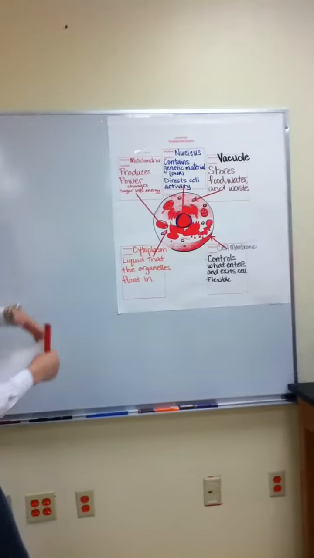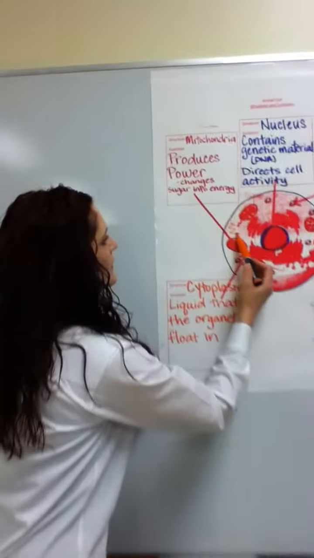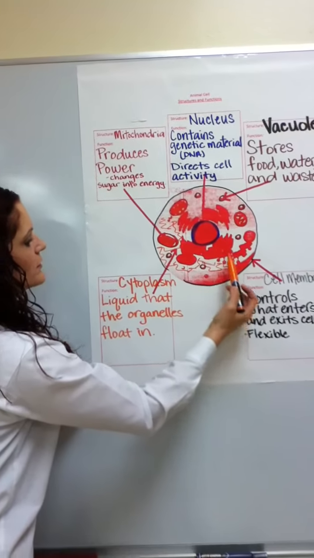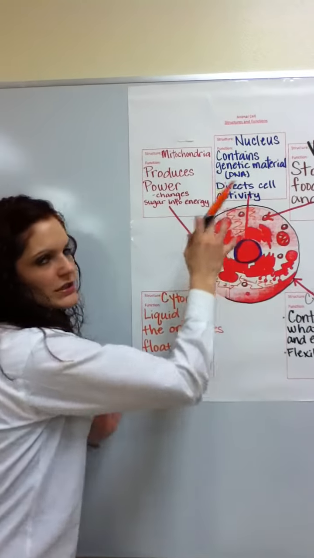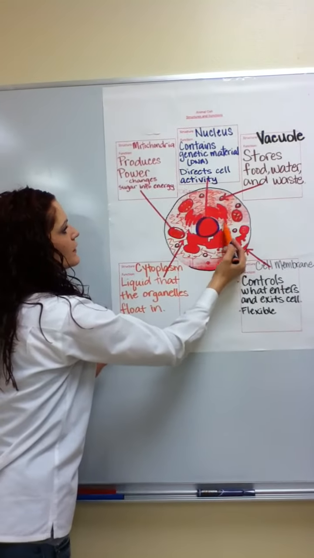Now, last but not least, we have the cytoplasm. Okay, cytoplasm is all this stuff that's in between. It's kind of like Jell-O. It's the gooey part inside of the cell. That's the liquid that all the other organelles float in. Where would that be? Well, it's all of this area. Everything in between the organelles is the cytoplasm. They're all just kind of floating around in this cytoplasm, the liquid. All this is liquid.